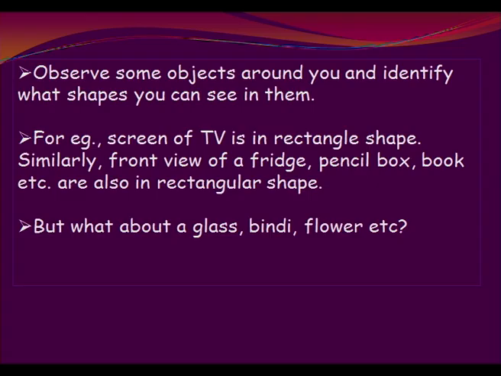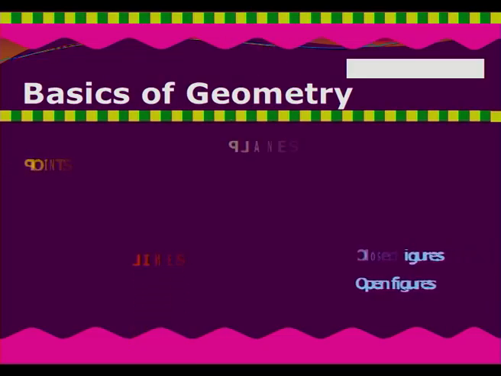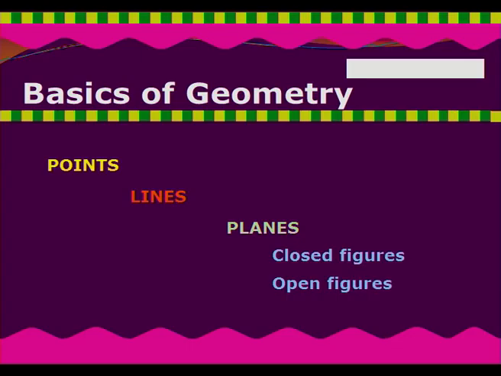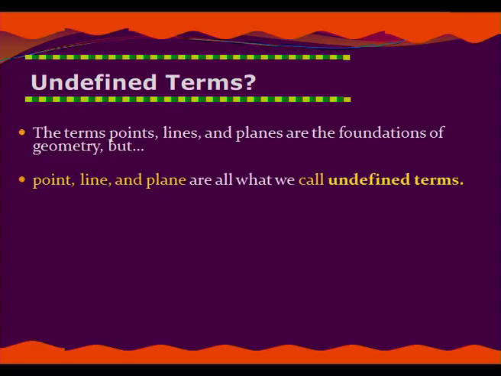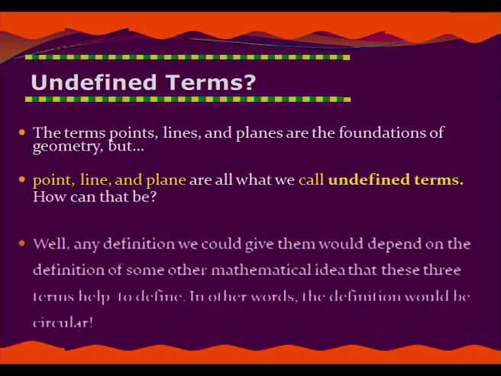But what about a glass, a bindi, a flower, etc.? Dear children, today we are going to learn the basics of geometry. The basic concepts are points, lines, planes, closed figures and open figures. In our mathematics we use the basic terms point, line, plane as the basic concepts. By using these point, line and plane, we have to define other terms also.